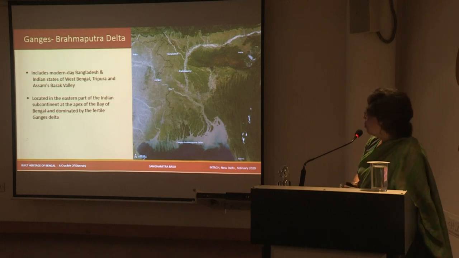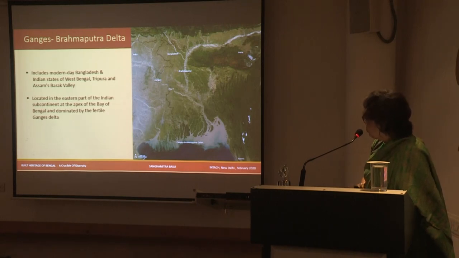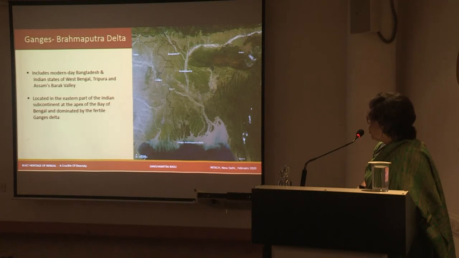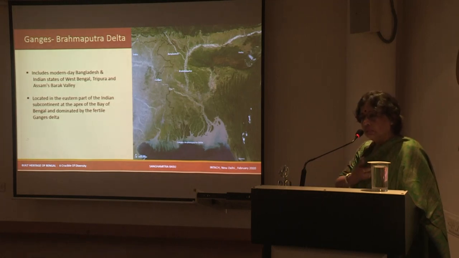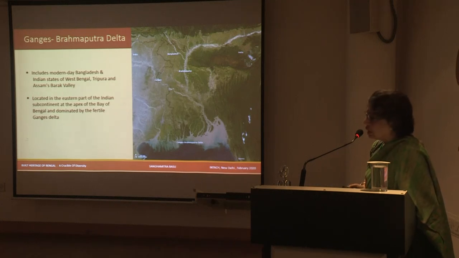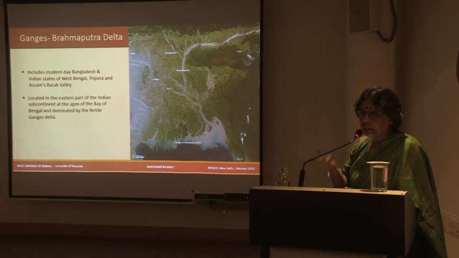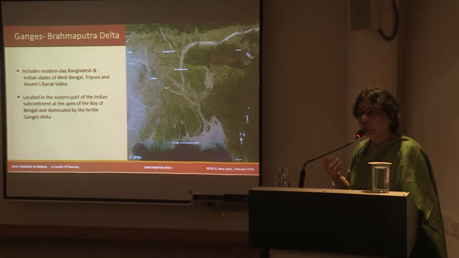Basically, it's the Ganges-Brahmaputra delta, which includes modern-day Bangladesh, the Indian state of West Bengal, Tripura, and Assam's Barak Valley, located in the eastern part of the Indian subcontinent at the apex of the Bay of Bengal and dominated by the fertile Ganges Delta. These natural phenomena, the Himalayas at the top, the Bay of Bengal with its vast coastal area, and the Sundarbans, which is shared by both Bangladesh and West Bengal, and so many rivers.